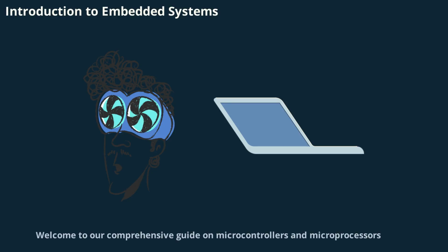Welcome to our comprehensive guide on microcontrollers and microprocessors, the heart of modern embedded systems. In this video, we'll explore the fundamental differences between these two essential components, their architecture, and how they power everything from smart devices to industrial automation.